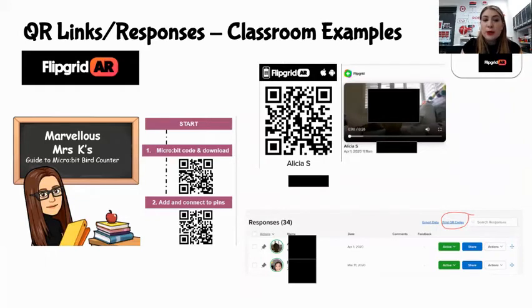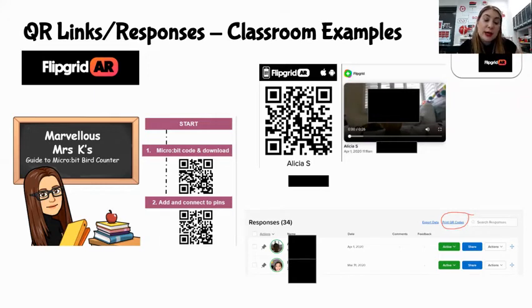Another great example is Flipgrid AR. Now, Flipgrid AR is a free app. A teacher sets up an account, they set up a response question, and then students respond with a video recorded response. Once that's done, the teacher can print out the QR codes of the responses and then attach those QR codes to the students' work.